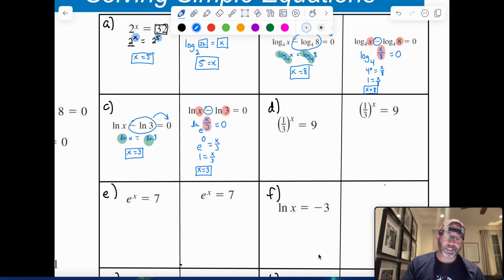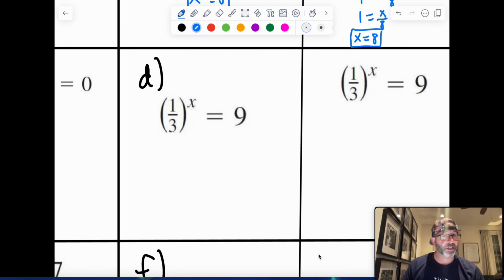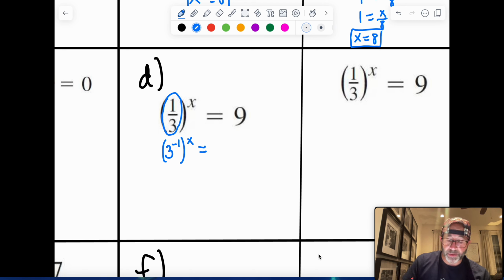And for letter D, same thing. We could technically use a one-to-one property here. Now, this one is a little trickier, but it is possible to use a one-to-one. If we look at this right here, 1 over 3, well, that is actually the same as 3 to the negative 1 power raised to the x. And the 9 can be written as 3 to the 2nd power.